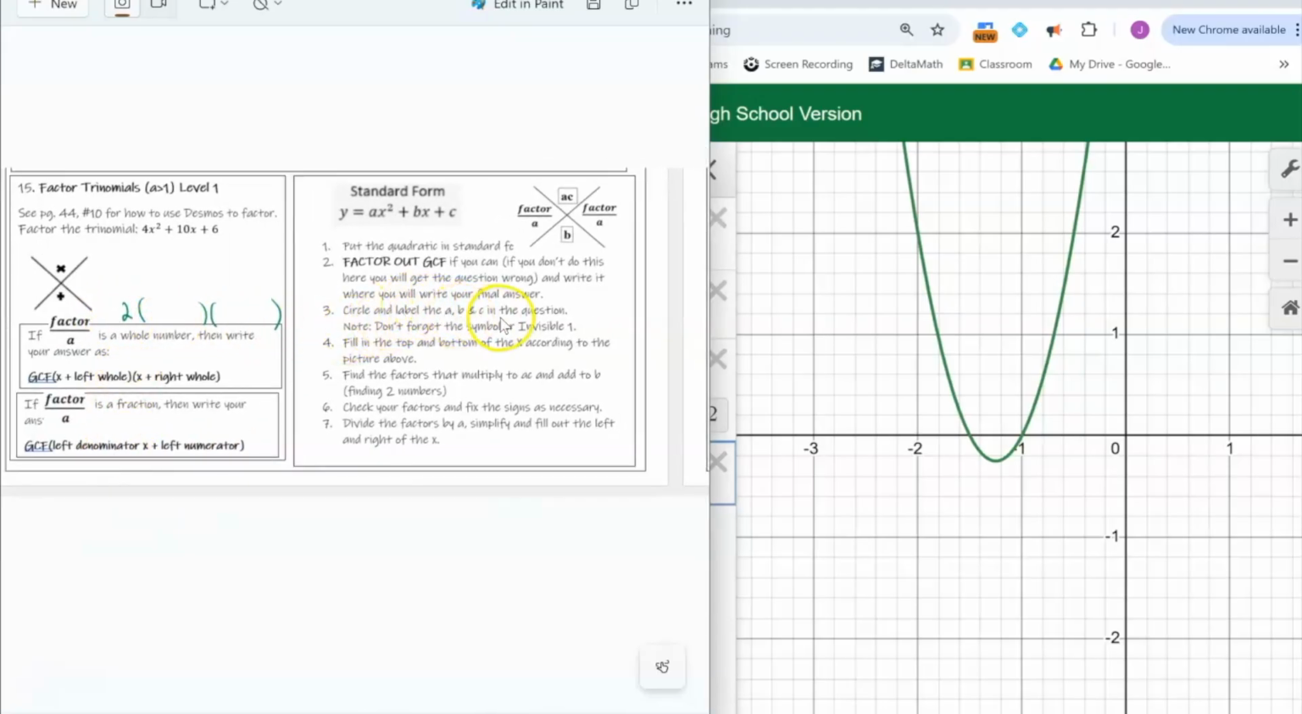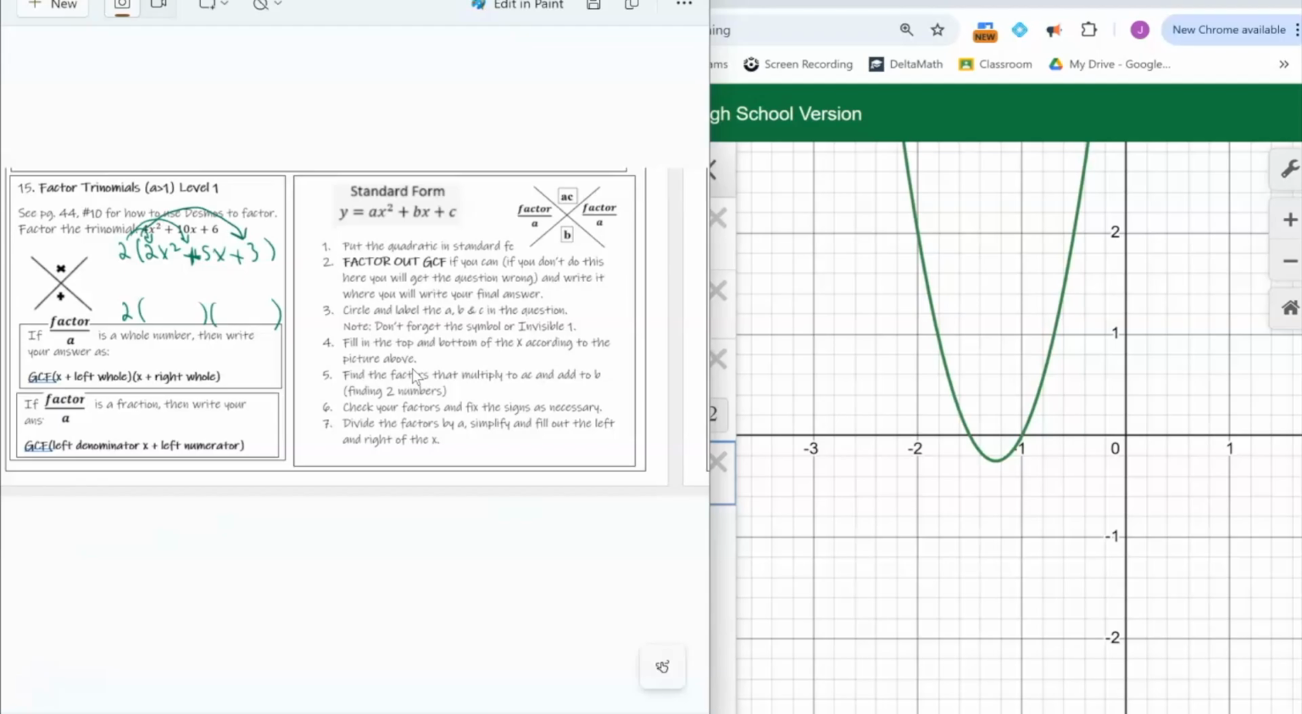Circle and label ABC in the question. So circle and label ABC. So if I took out the greatest common factor, I now have 2x squared left in the parentheses plus 5x plus 3. And that's just by taking out 2. When I take out 2, if I distribute it back in, I should get the original question back.